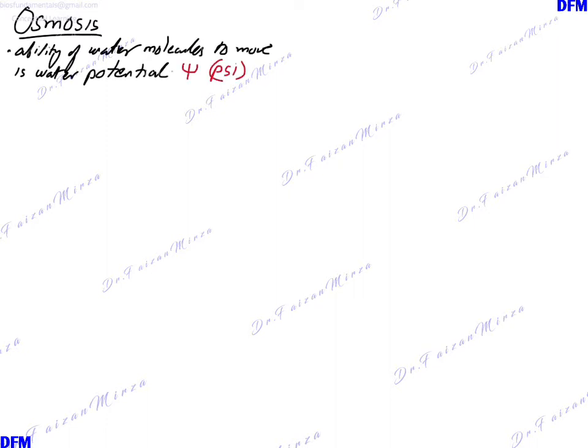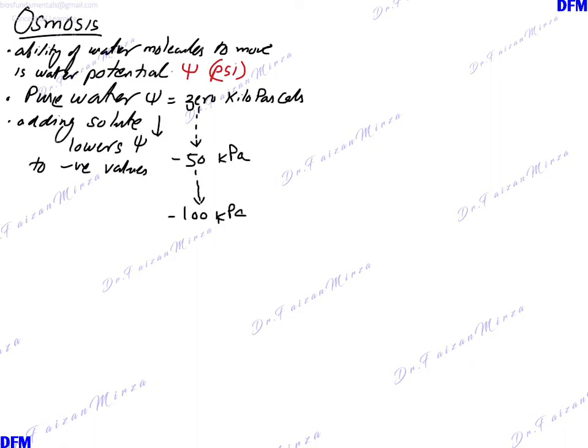Next, we have to study osmosis. To study osmosis, let's recall that the ability of water molecules to move is called water potential. It is denoted by the Greek letter psi. Pure water has a water potential of 0 kilopascals. Kilopascal is the unit we are using for pressure here.